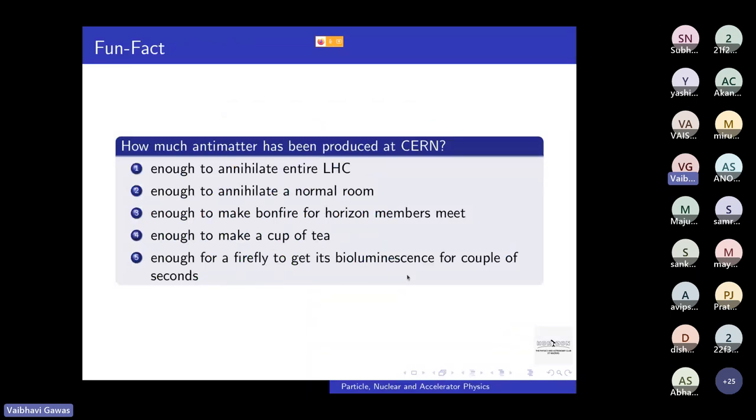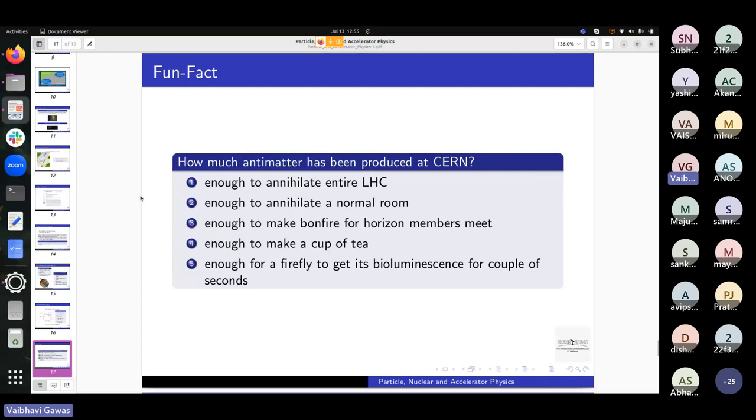This is one question for you. You can just guess the answer for us. How much antimatter has been produced at CERN as of now, approximately? You can turn on your mic and answer if you want to, or write it out.